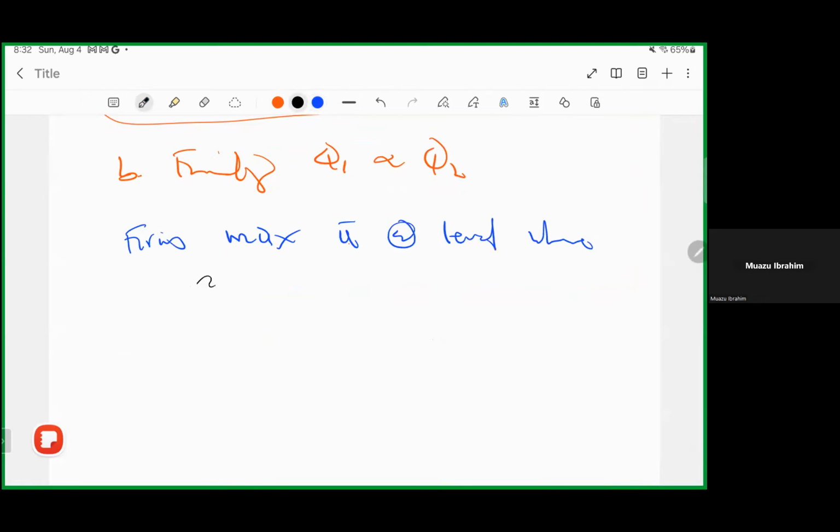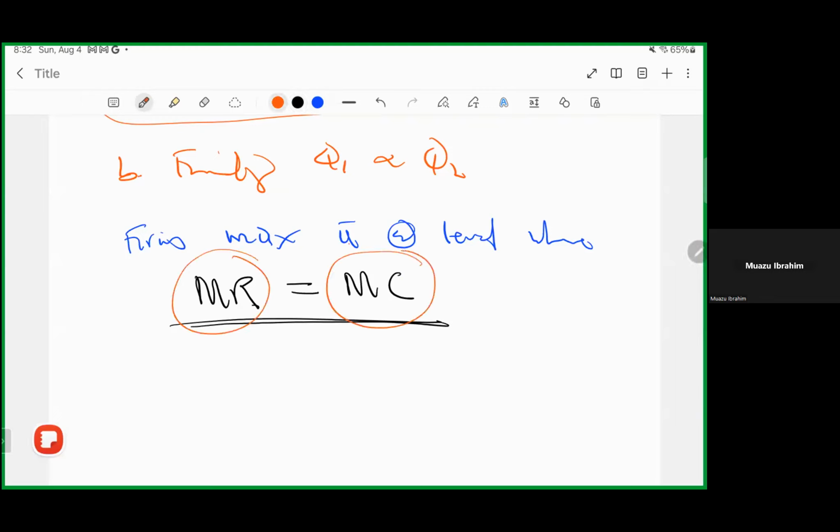Where marginal revenue is the same as what? Marginal cost. So which means that we need to find marginal revenue, we need to find what? Marginal cost and equate the two.